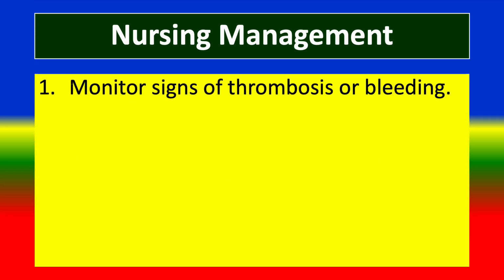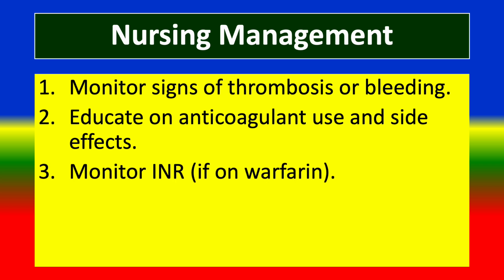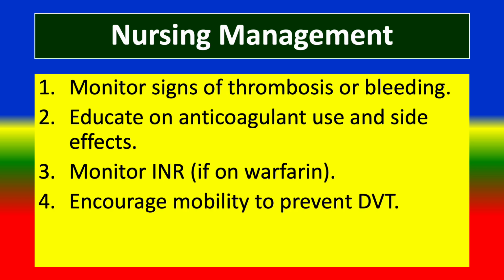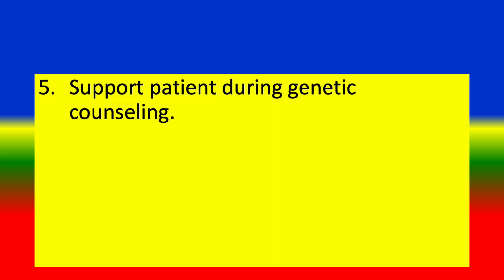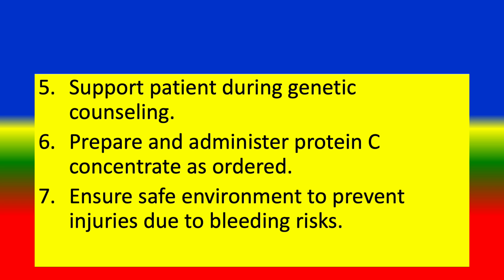Nursing management. 1. Monitor signs of thrombosis or bleeding. 2. Educate on anticoagulant use and side effects. 3. Monitor INR if on warfarin. 4. Encourage mobility to prevent DVT. 5. Support patient during genetic counseling. 6. Prepare and administer protein C concentrate as ordered. 7. Ensure safe environment to prevent injuries due to bleeding risk.